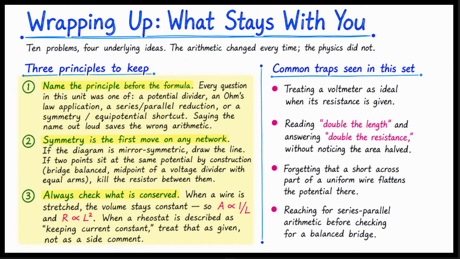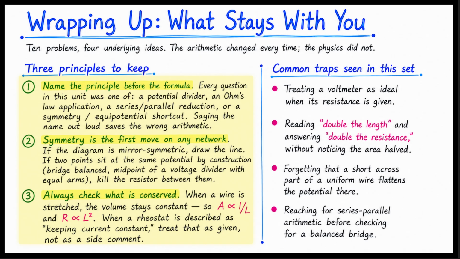Principle 2. Symmetry is the first move on any network. If the diagram is mirror symmetric, draw the line. If 2 points sit at the same potential by construction, a balanced bridge, the midpoint of a voltage divider with equal arms, kill the resistor between them. This move turned the 12-resistor diamond into a one-line calculation, and it turned the balanced Wheatstone bridge into 2 simple parallel pairs. Use it.